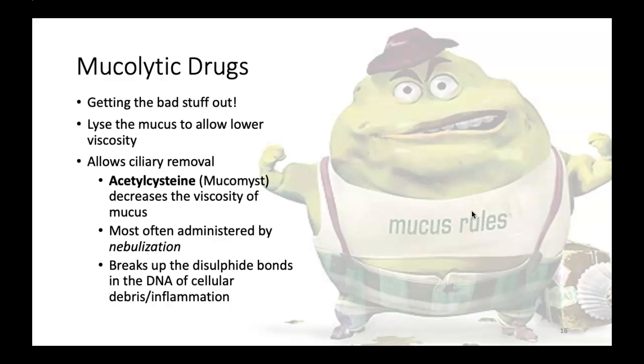And the goal here is to get the bad stuff out. So the goal is now to break down or lyse that thick, disgusting mucus to allow a lower viscosity. So to allow it to be a little bit more fluid-like to help get it out of the respiratory tract. And of course, this will allow the ciliary removal. So those cells can now brush the mucus out of the respiratory tract.